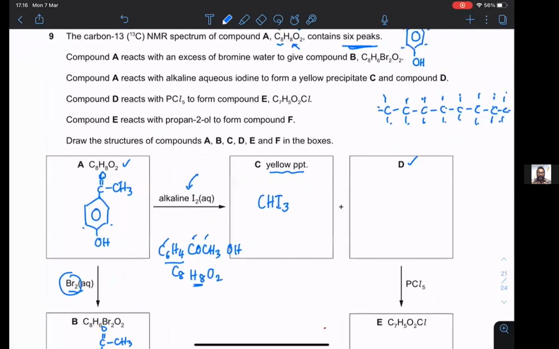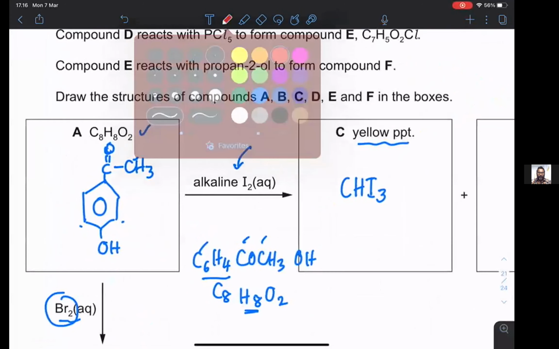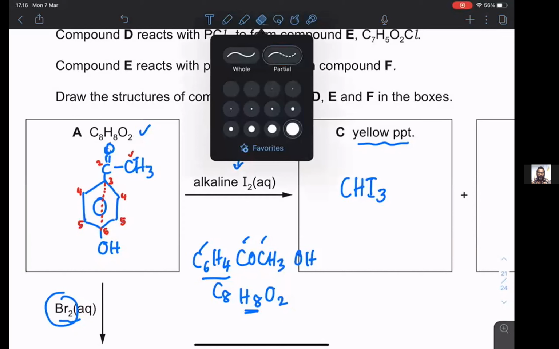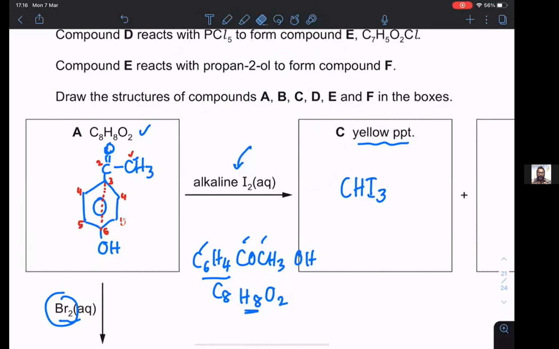Let's see whether they really contain 6 peaks or not. Peak number 1, this is 1. Peak number 2. And then if you put a symmetrical molecule over there, this is peak number 3, the carbon. Number 4 is the same as this, number 4. Number 5, they are symmetrical, so this is going to be number 5, and this is going to be number 6. So we know that 6 peaks can exist. So we are on the right track.